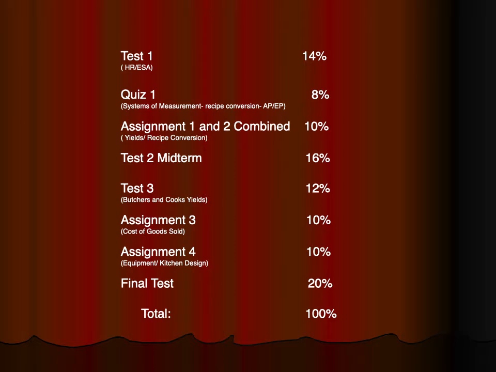Then test number 2 is technically the midterm. That's going to be worth 16%. Test number 3 is going to be on butchers and cooks yields. It's going to be worth 12%. Assignment number 3 is going to be cost of goods sold. That's inventory management, basically. It's working out your food percentage, how you're going to make money, or what amount of money you're making, what food cost percentage you're making, how to adjust that if you need to. Assignment number 4 is on equipment and kitchen design.